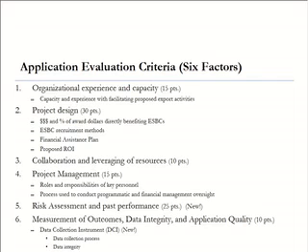Thanks, Jewel. The applications will be evaluated based on their scores on 6 factors: organizational experience and capacity, project design, collaboration and leveraging of resources, project management, risk assessment and past performance, and measurement of outcomes, data integrity, and application quality. You are familiar with most of these criteria, but we have made some changes. Because risk is a new element this year, Jim Parker is going to address it in a few minutes. Please note that the risk assessment and past performance section of the application is worth 25 points, 1/4 of all available points.